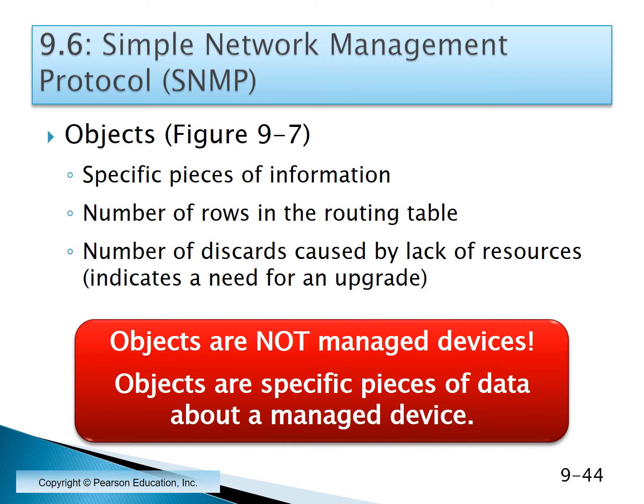There is also something called objects in SNMP. Objects are specific pieces of information. It can be the number of rows in the routing table, for example. It can also be the number of discards caused by lack of resources, which may indicate a need for an upgrade. Right? Sometimes people get confused thinking that the objects in SNMP are the managed devices. Actually, the objects are not the devices. Objects are specific pieces of information about a device.